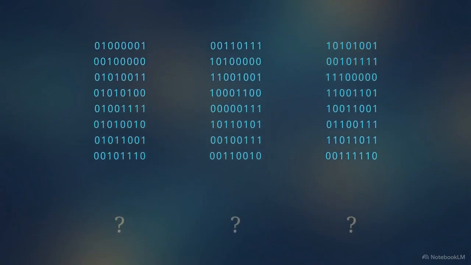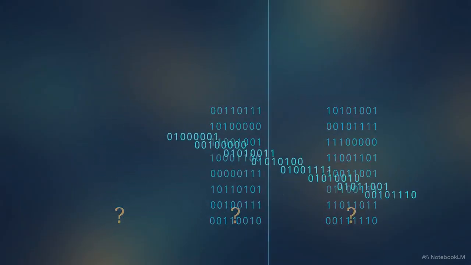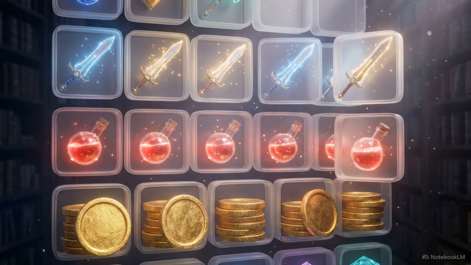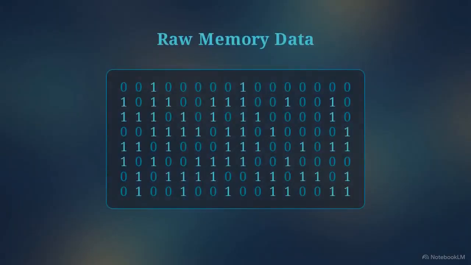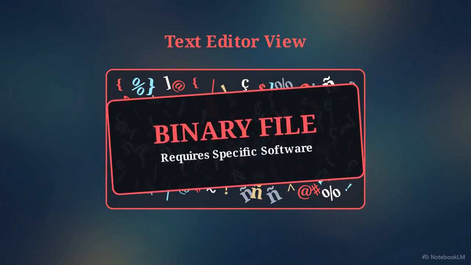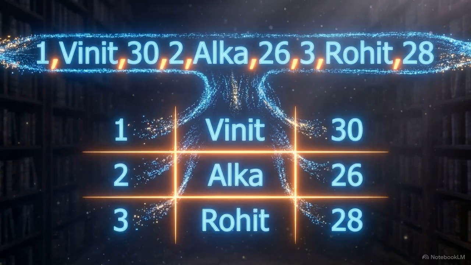Let's look at 3 streams of raw binary and determine their true forms. Stream 1 translates into a human-readable story that we can edit in any basic program. This is a text file. Stream 2 is a replica of a game's inventory held in memory. It requires specific software to avoid displaying garbage values, marking it as a binary file. Stream 3 uses ASCII characters, but employs commas to enforce a row and column layout. This is a CSV file.